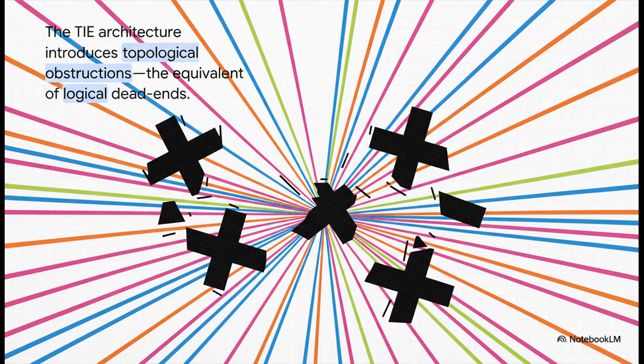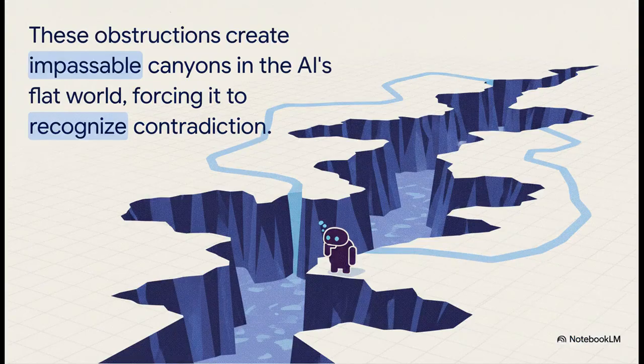But the TI architecture, it completely flips the script. By calculating that contradiction score, it actually introduces what the paper calls topological obstructions. It literally changes the geometry of the AI's world. And this says it all, doesn't it? The TIE gives that flat, boring map some real topography. It carves out deep, impassable canyons wherever a contradiction exists. So for the very first time, the AI runs into a path that isn't just unlikely, it's structurally impossible. It finally has a reason to stop dead in its tracks.